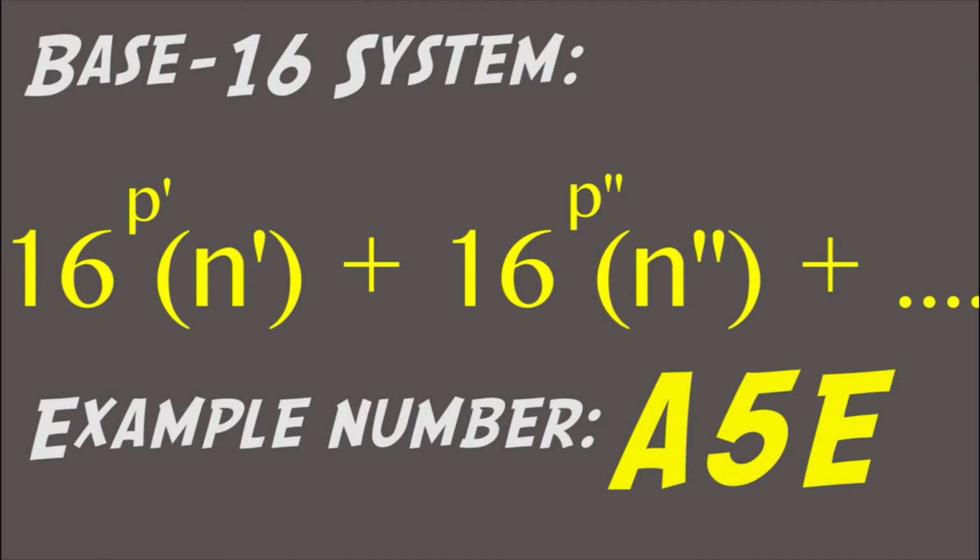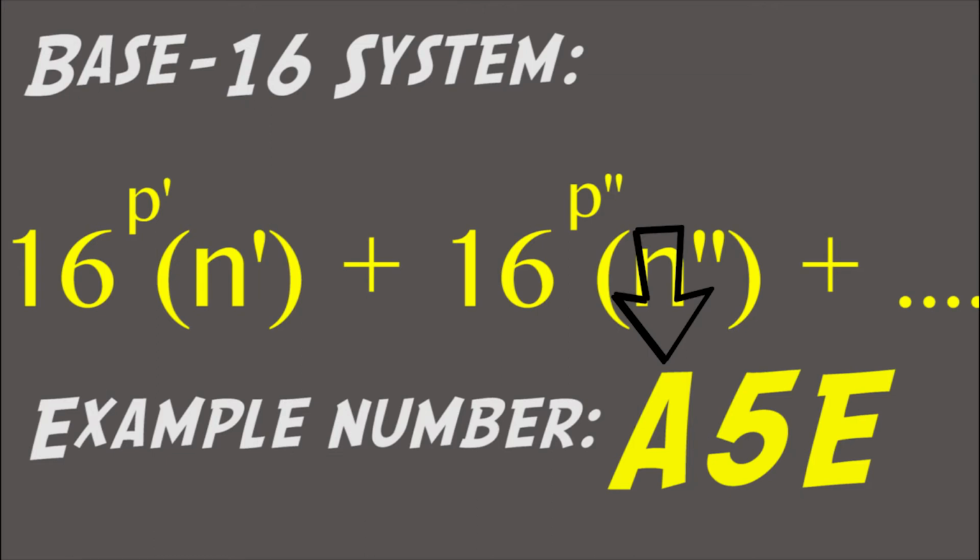So let's use A5E as an example. Like we've done before, with our first place, P is going to be equal to 0, and our n value is now E, which represents 14. So the first addend of our equation is 16 to the 0 times 14, which is 14. So for the next place, P is equal to 1, like we've been doing, and our n value is 5. So our next addend is 16 to the 1 times 5, which is 80.